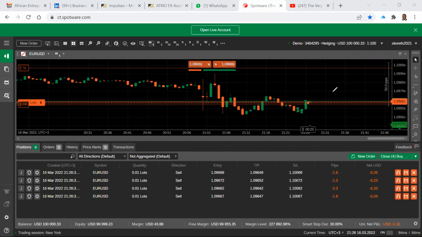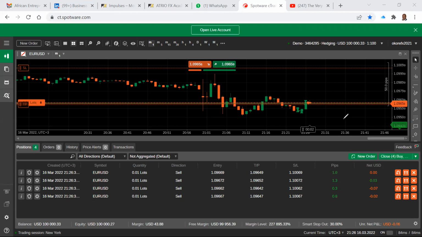If the market is going up, and I want to go down, it will now be a sell limit. When it gets up there, I want to do a sell limit. When it's down here, it's a stop.